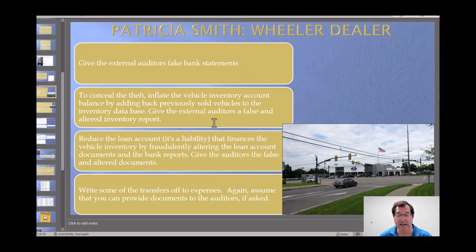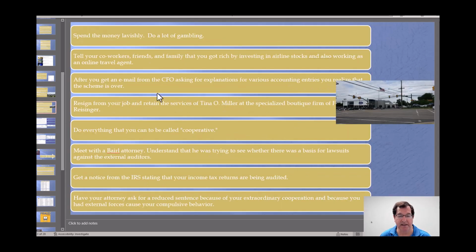Well, what she did was, since she's stolen the 10.3 million, I took this photo myself, and that is the dealership. To conceal the theft, when you've taken out 10.3 million, you need to create $10.3 million worth of debits. And what she did was, amongst other things, she inflated the vehicle inventory account by adding back previously sold vehicles. So it looked as if they had a much larger inventory than what they did have. She reduced a liability account fictitiously, and she wrote off some of those transfers to expenses.